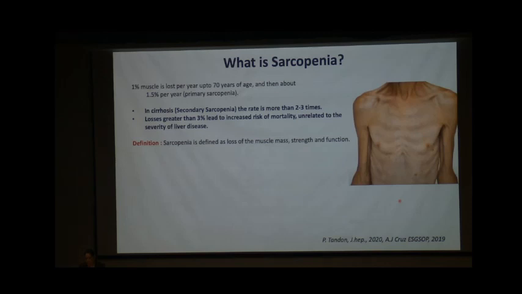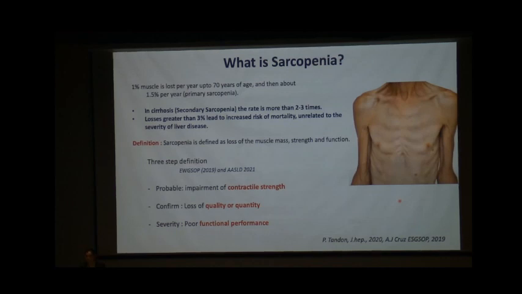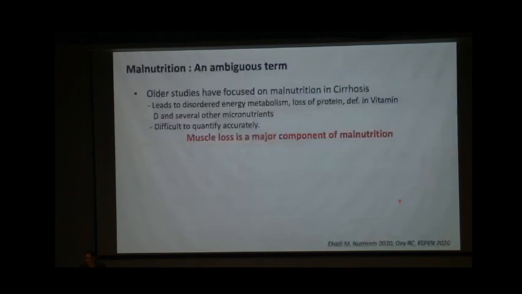So according to the new definition, sarcopenia is the loss of muscle mass along with strength and muscle function. It is now more clearly described with a 3-step definition. If it is probable sarcopenia, it is diagnosed on contractile strength. We confirm the diagnosis with loss of quality or quantity of the muscle. Third, we call it severe when there is poor functional performance.